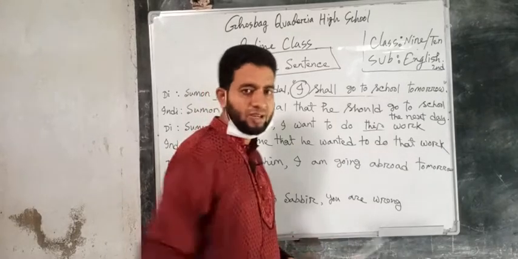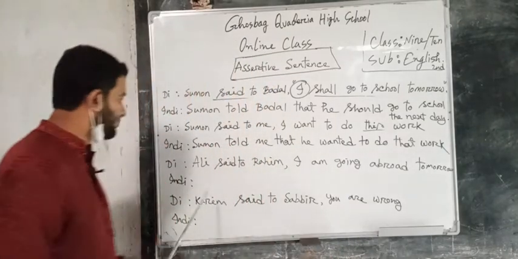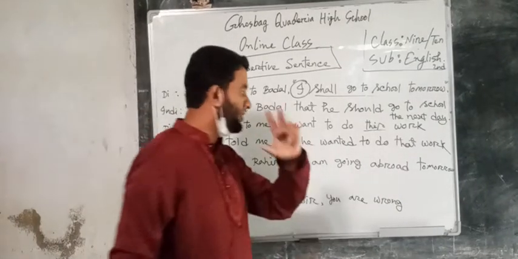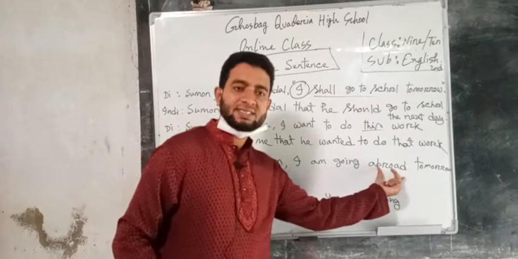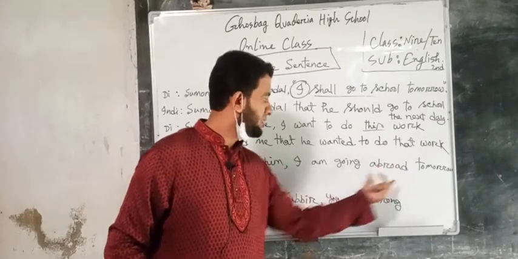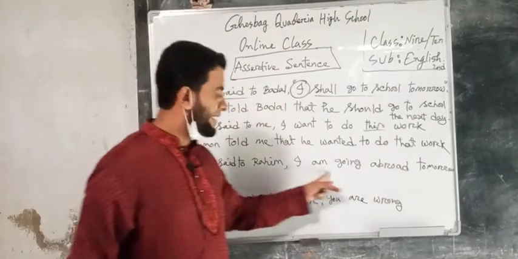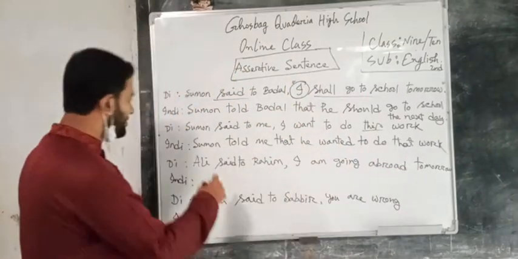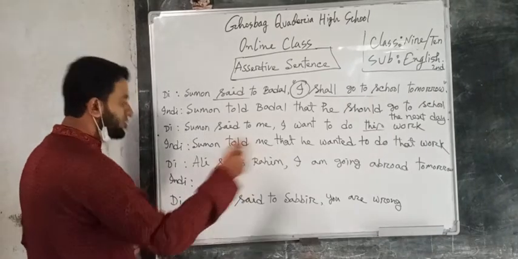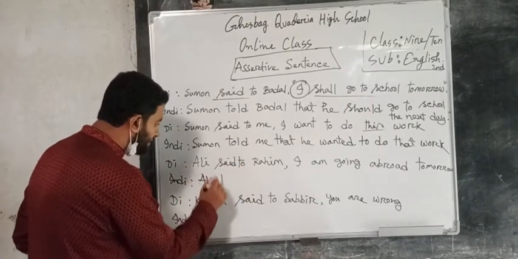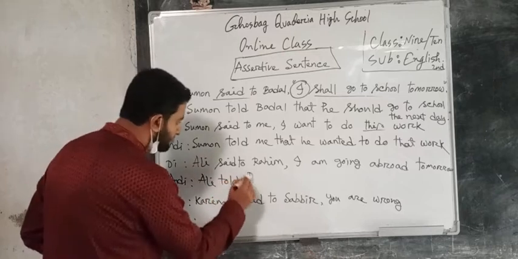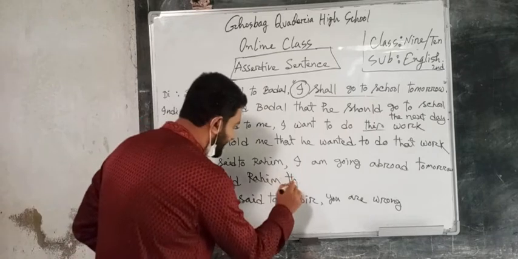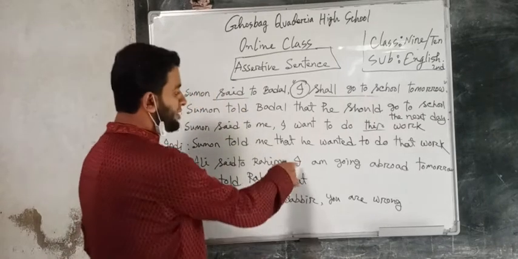Okay, I hope you understand. So look at the next example. Ali said to Rahim, I am going abroad tomorrow. Also, you have to identify what kind of sentence it is. My dear student, please tell me. And I hope you understand this is an assertive sentence. So, like this, you have to change it. So now look here. Instead of said to, you have to use told. Ali told Rahim. Instead of comma, you have to use that, and then you have to change person.